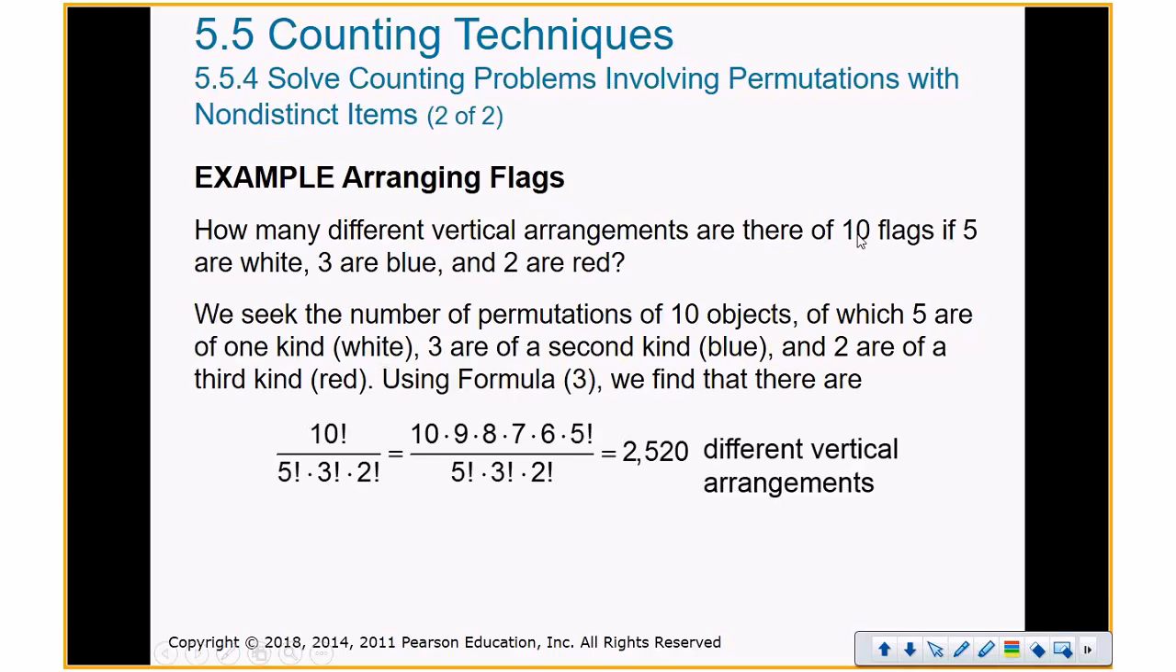So the 10 would go on top. All right, there's 10 flags. The arrangements go on the bottom. All right, so write that down. Just write this sentence down right here.